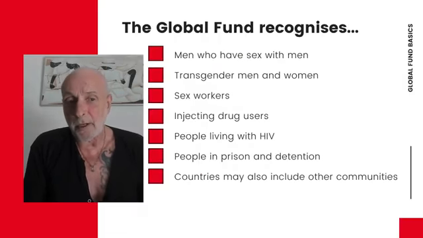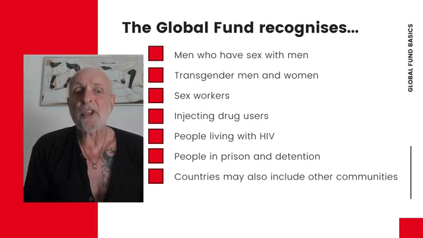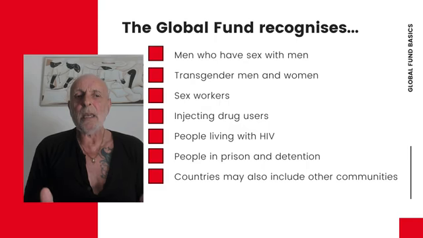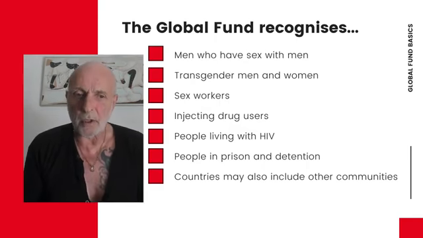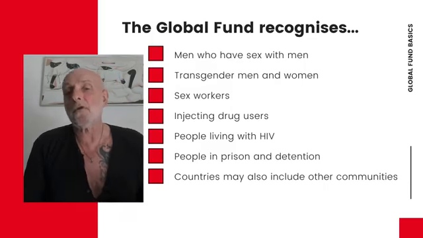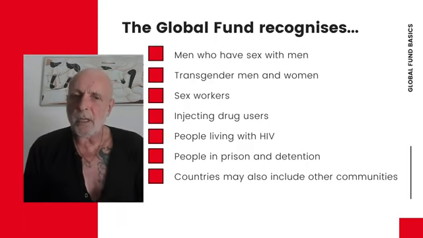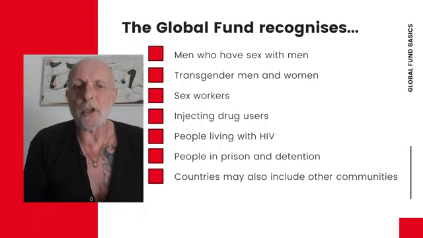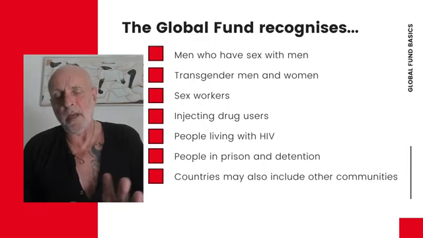The Global Fund recognizes men who have sex with men, transgender men and women, sex workers, injecting drug users, people living with HIV, and people in prison and detention as the main key populations. But countries may also include other communities in their definition of key populations, such as migrants or truck drivers. And finally, to successfully advocate for a specific seat for a sex worker, this would need to be supported by the epidemiological evidence that sex workers are at increased risk from HIV or TB or malaria.